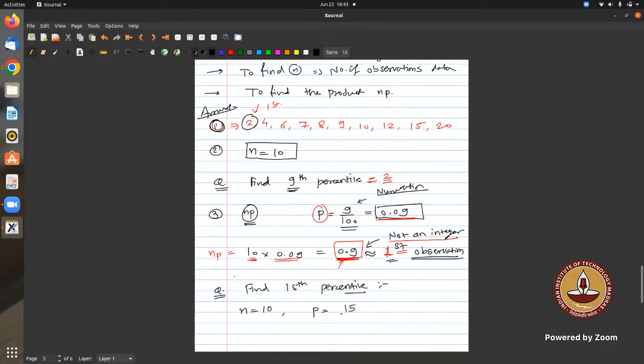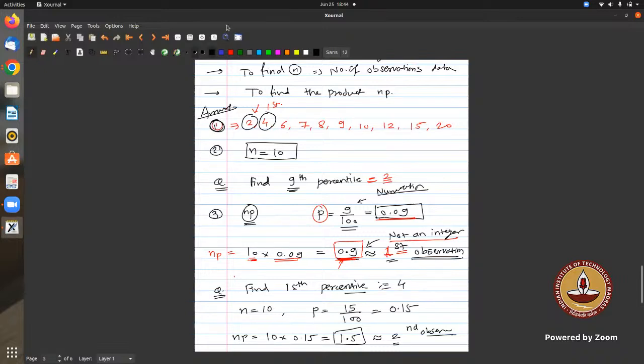So the product n into p is what? 1.5. This is not an integer value, so I'll go for the next smallest integer, which is 2. So this is the second observation, right? The second observation is what? 4. So the 15th percentile is 4, sir.